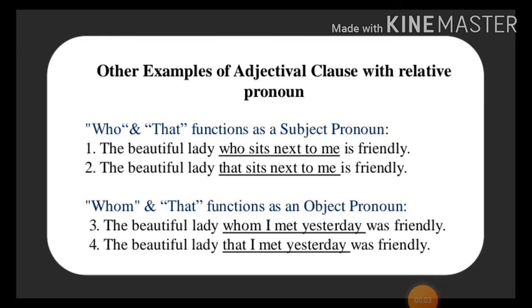Okay, the next is the other examples of adjectival clause with relative pronoun, which is who, whom, and that. Okay, let's take a look at the example. Who and that function as a subject pronoun. Jadi ini who dan that fungsinya sebagai subject pronoun.